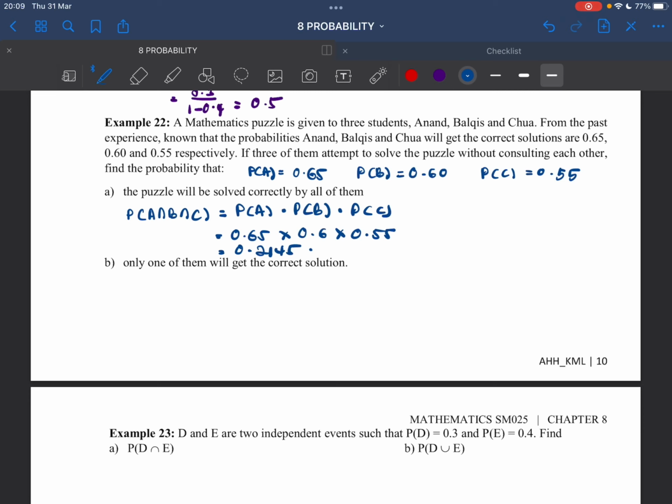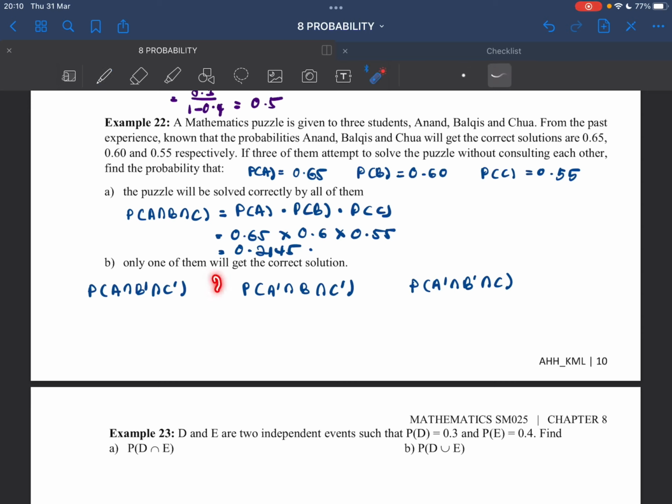And the last one, only one of them will get the correct solution. Only one. You know that if I said only A, you have to write P(A intersect B prime). So how about only Anand? How are we going to write that? P(A intersect B prime intersect C prime). Only one of them. So maybe Balkis will solve the puzzle, not Anand, Balkis yes, not Chua. Maybe Chua will solve the puzzle correctly: not Anand, not Balkis, but yes to Chua.